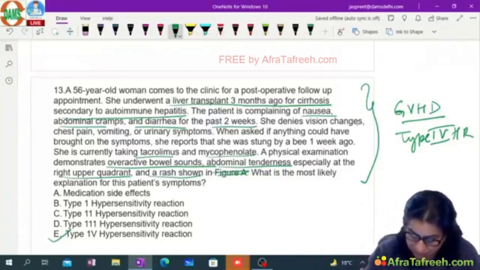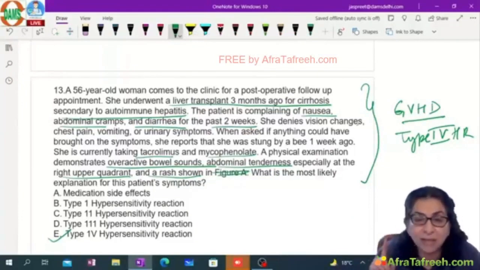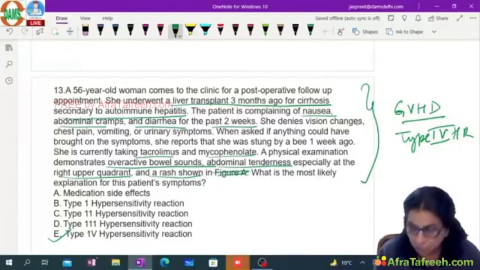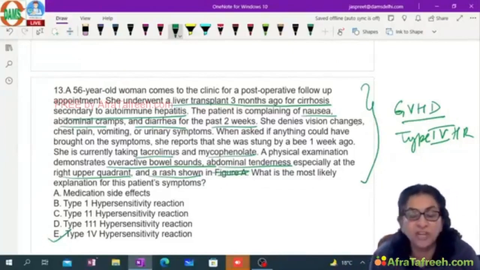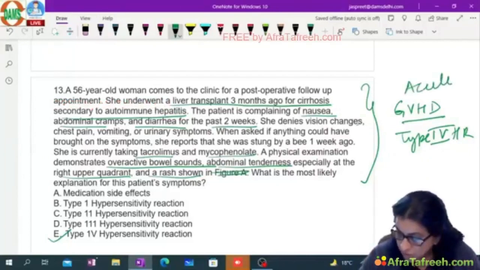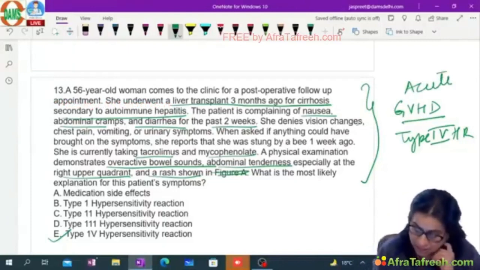Then because of abdominal tenderness as shown, there is this rash, they develop a maculopapular rash, and overactive bowel sounds because of GIT problems. So this is the whole story of graft versus host disease. It's a story of acute graft versus host disease. So this is acute GVHD which the patient has developed.